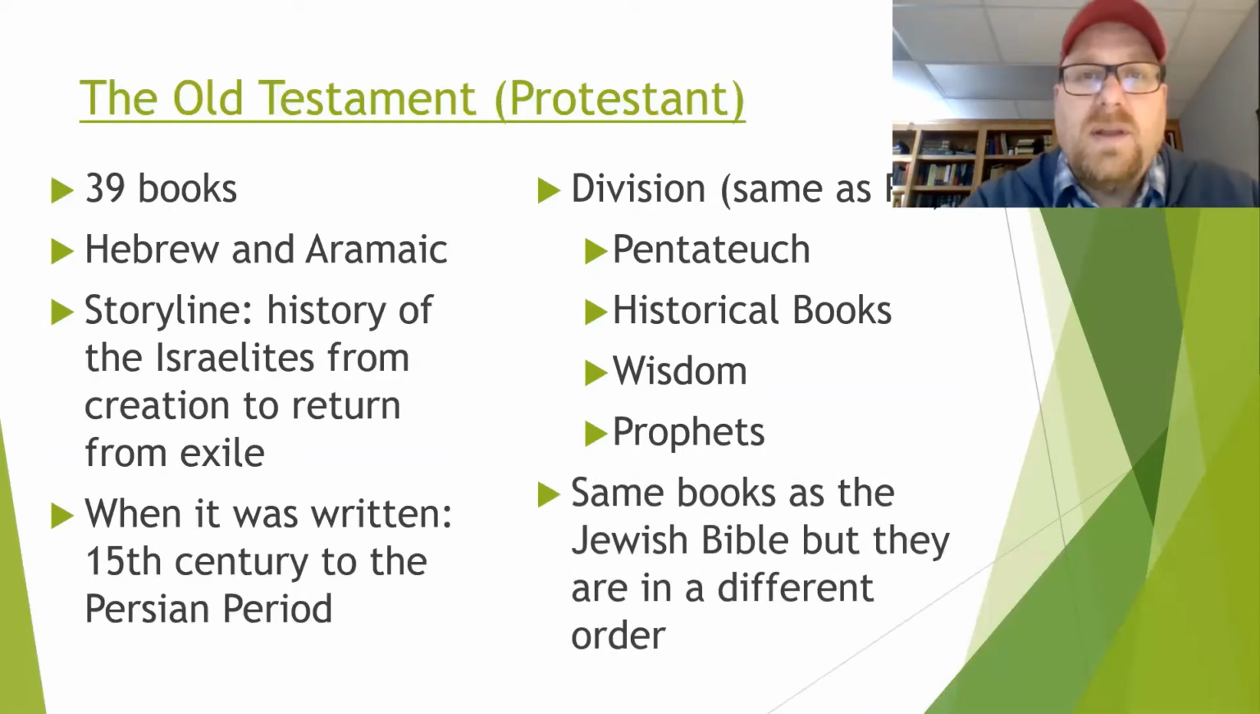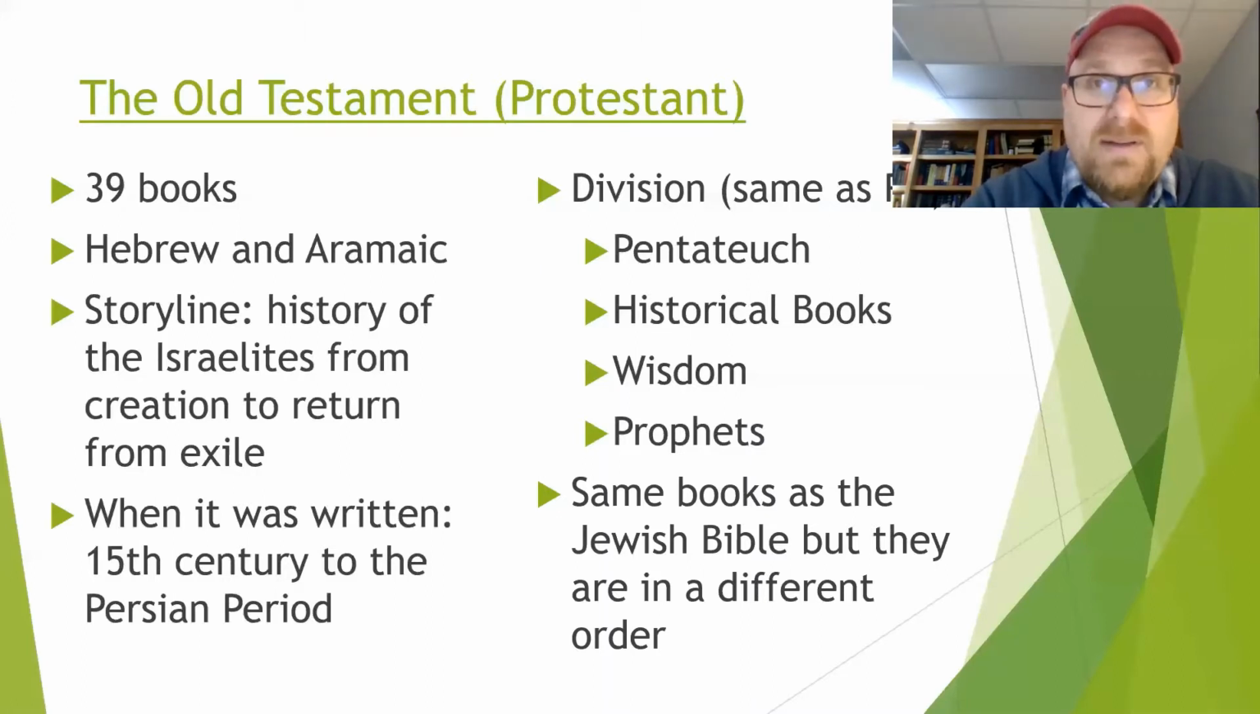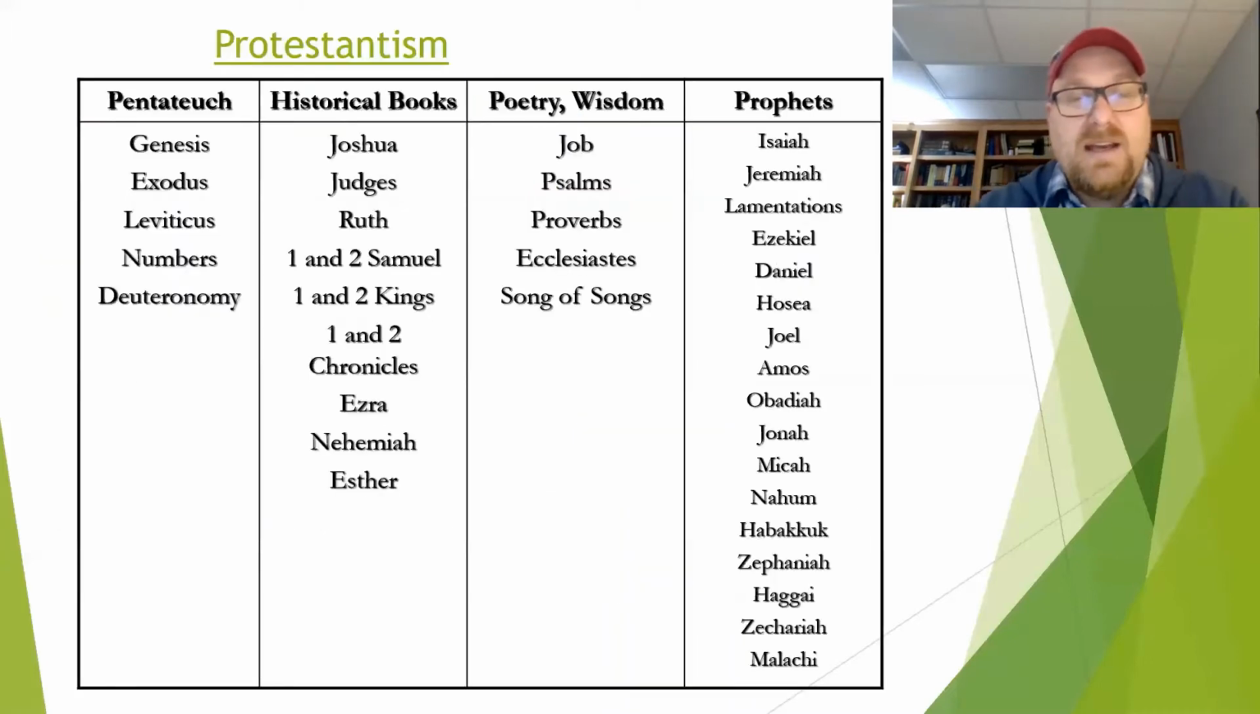And this is an interesting point. The Protestant Old Testament is identical to the Jewish Bible, or the books that they use within Judaism. However, our arrangement is different. We have the same books, but we arrange them differently. For example, in the Jewish Bible, the last book is not Malachi, it is Chronicles. And there's a reason why we have the exact same books as the Jewish Bible. It has to do with Martin Luther. So, moving on. That's the breakdown of what these things look like.